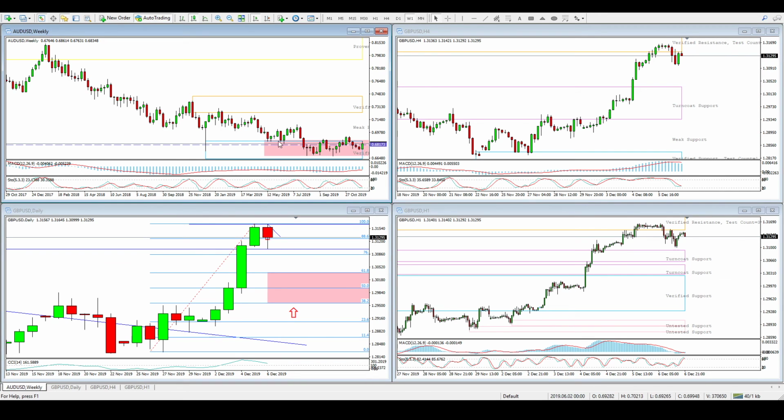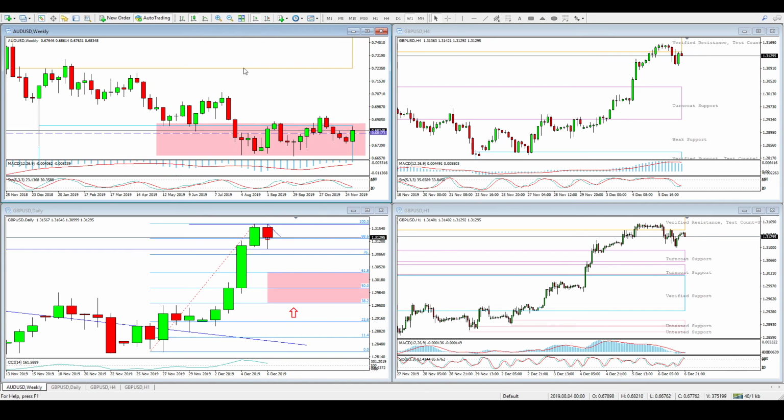So let's see what happens with this pair. Bears are not as strong as you can see. You see, bear bars are not as strong as bull bars are, but there are much more of them. So it's one of those things we're gonna just watch it and see what happens.